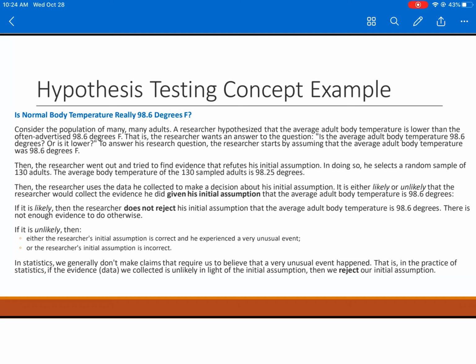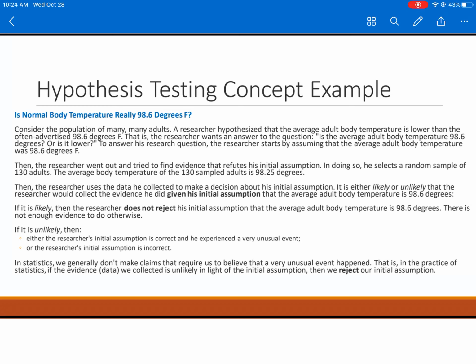In doing so, he selects a random sample of 130 adults. The average body temperature of the 130 sampled adults is 98.25 degrees. Then, the researcher uses the data he collected to make a decision about his initial assumption. It is either likely or unlikely that the researcher would collect the evidence he did given his initial assumption that the average adult body temperature is 98.6 degrees.